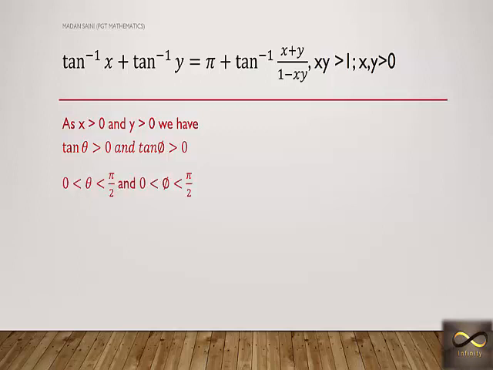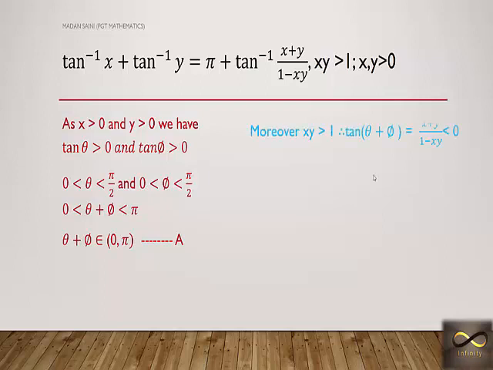It means theta is greater than 0 less than pi by 2 and phi is also greater than 0 less than pi by 2. You can add both of these inequalities. You will have theta plus phi is greater than 0 and less than pi. It means theta plus phi belongs to open interval 0 to pi. Let us suppose this is equation A.